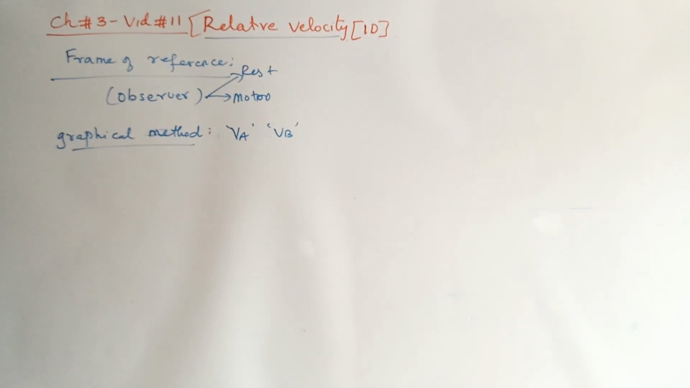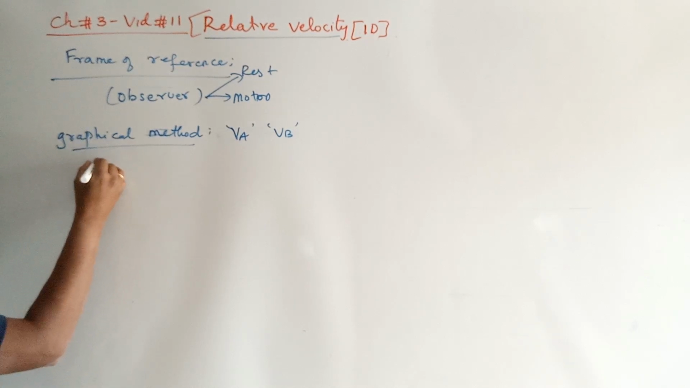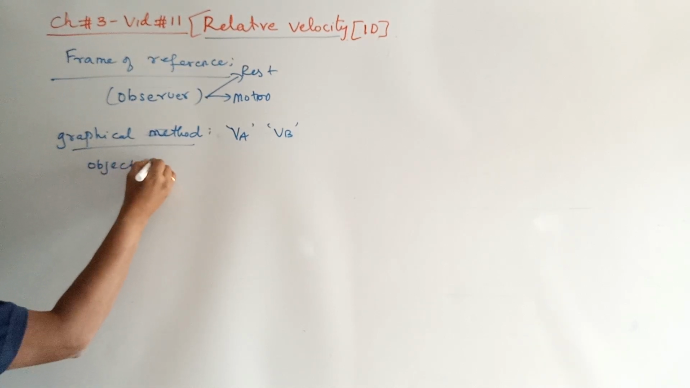Object A is moving with constant velocity. Object B is also moving with constant velocity. Magnitudes may be different, but throughout the motion they maintain the same constant velocities. Now what are we going to show? We show it for object A like this.